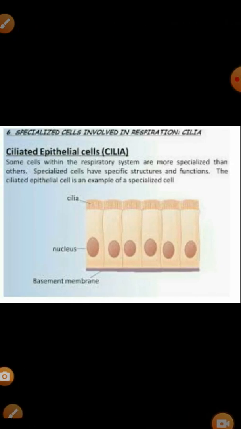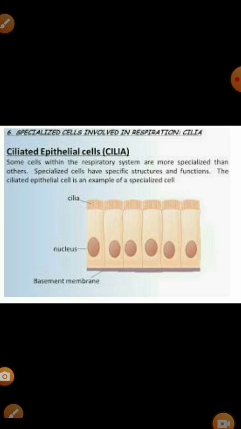Now there are specialist animal cells also. They are ciliated epithelial cells. Some cells within the respiratory system are more specialized than others, and specialized cells have specific structures and functions. Ciliated epithelial cells are one example of these epithelial cells. They have tiny hairs called cilia, and in the oviducts they move the egg cells along from the ovaries to the uterus.